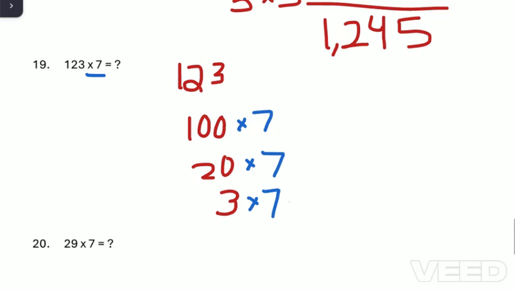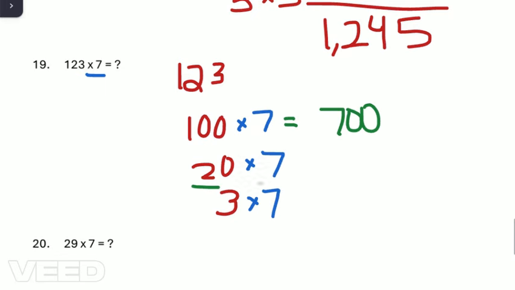Well, 100 times 7 we know is 700. 20 times 7 we may not know, but we do know 2 times 7. And 2 times 7 is 14. But since there's an extra 0 here, we add an extra 0 in our answer. So 20 times 7 is 140. 3 times 7 is 21.